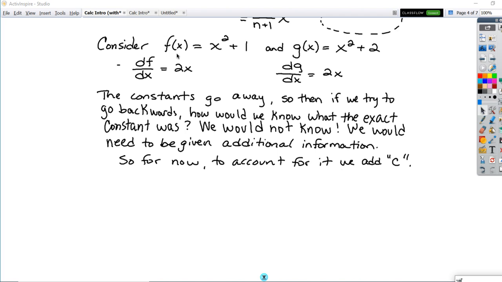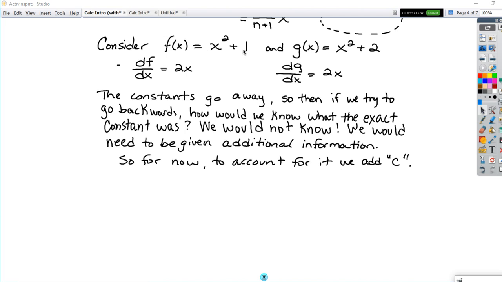If I tell you that your function is 2x, what's the antiderivative? What is the integral? You would certainly be able to get me the x squared part, because I add 1 to the exponent. That gets me 2. Divide by that new exponent. So I divide by 2, I get x squared.